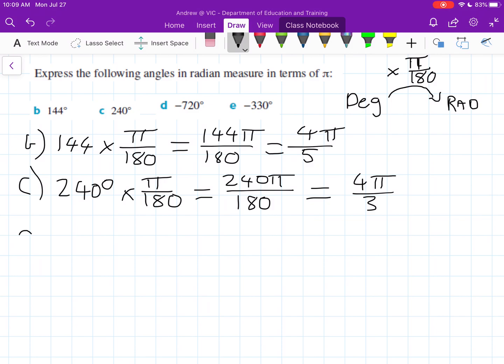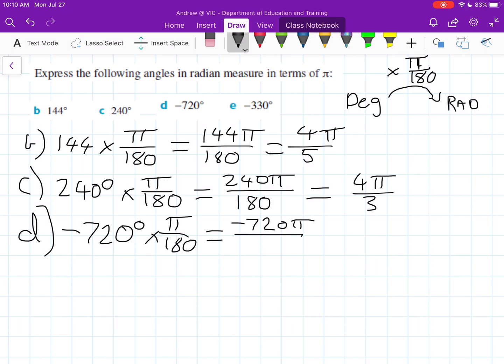For our third example, we've got negative 720 degrees. We do the exact same thing, just because it's a negative doesn't make it different. So pi on 180, we write negative 720 pi on 180. We then simplify this down, and 180 goes into 720 4 times, so it becomes negative 4 pi. You can write it negative 4 pi on 1, but just remember this is equal to negative 4 pi.